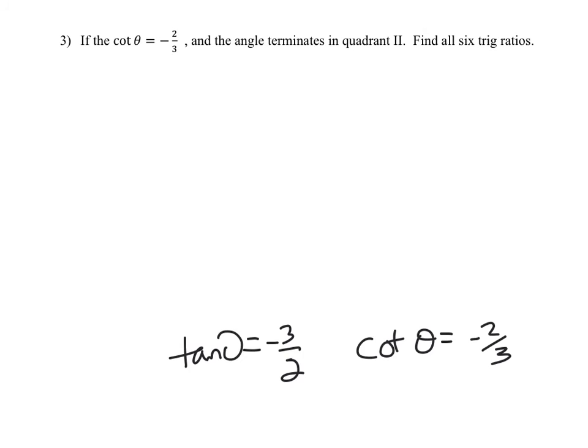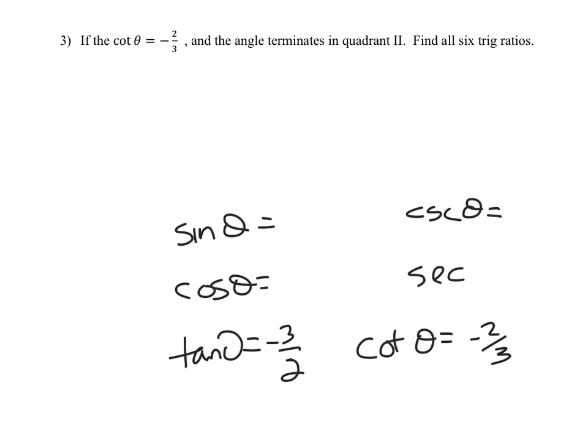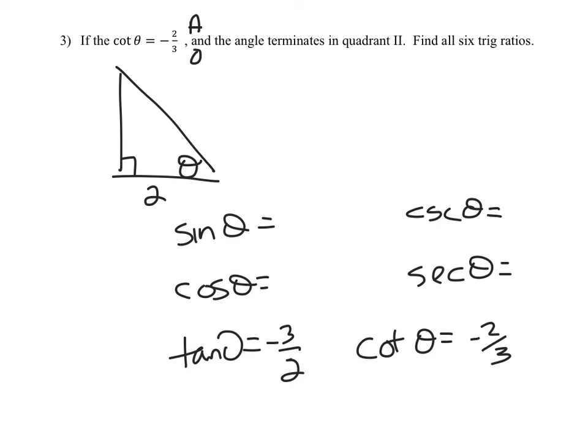Easy one, -3/2. Got 1/3 of them done. So then we need sine and cosine, and then we can just flip those two to get cosecant and secant. All right, draw our triangle. We get our theta. Cotangent is adjacent over opposite. If you don't remember those, you do have to go memorize those or take a look at your notes. So adjacent is between the angle and the right angle. Do the Pythagorean Theorem, and when you do that, you get radical 13.